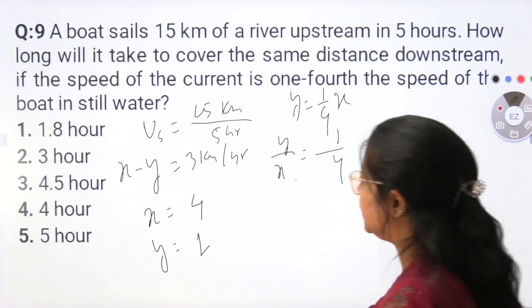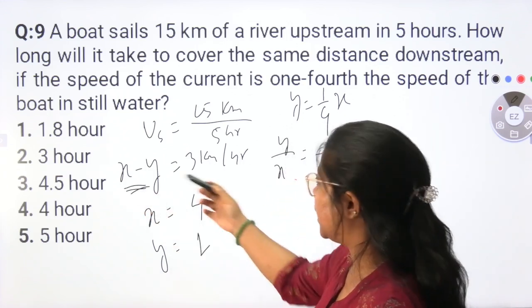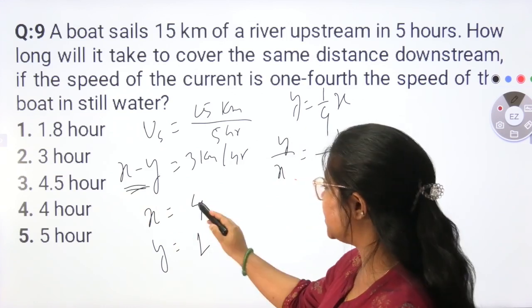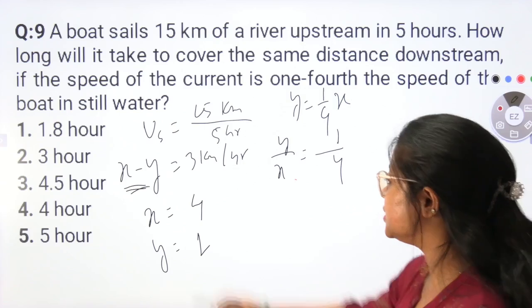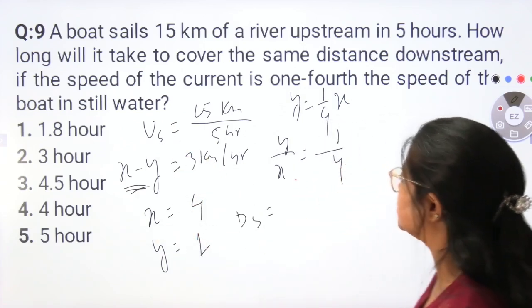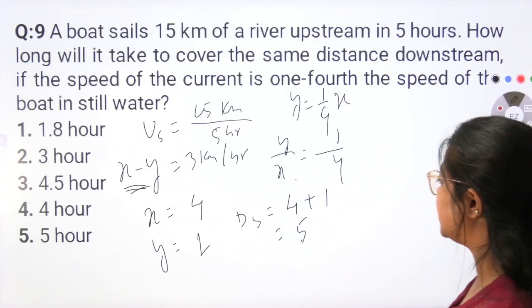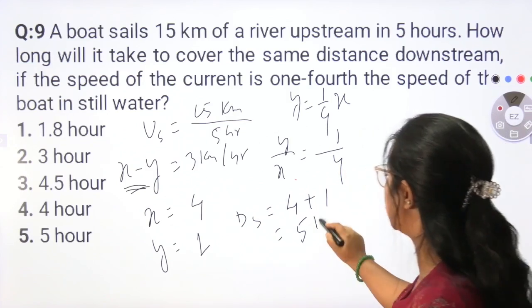Okay, and you can see from here x minus y is 3. Again x minus y is 3, and also I am getting x minus y is 3. So if this is so, that means my upstream speed is correct. So downstream speed would be how much? Downstream speed would be 4 plus 1 is equal to 5. So I am getting my downstream speed as 5 km per hour.